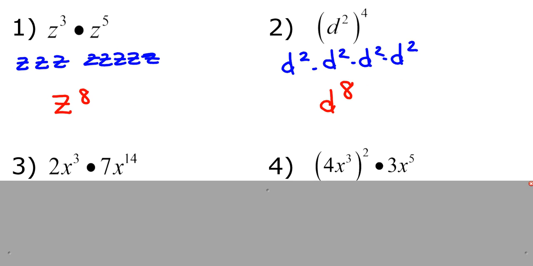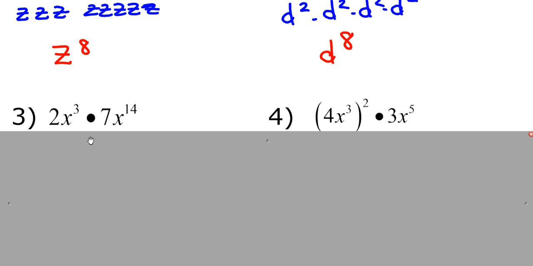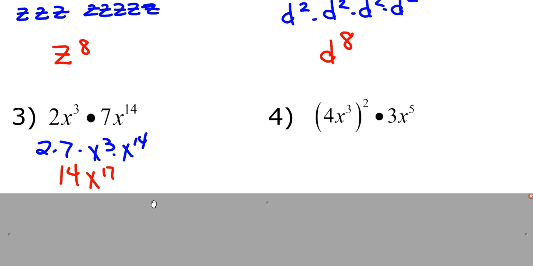For our third one, we have 2x to the third times 7x to the 14th. So remember, the exponent in the first term only belongs to the x, and the exponent of 14 only belongs to the x. And again, I should have said the 3 only belongs to the x here. So what does that mean? Well, we have 2 times 7, which we know is 14, and x to the third means we have 3 x's being multiplied together, and x to the 14th means we have 14 x's being multiplied together. So how many x's in total do we have? Well, we have 17 x's. So we could write this as 14 times x to the 17th power.